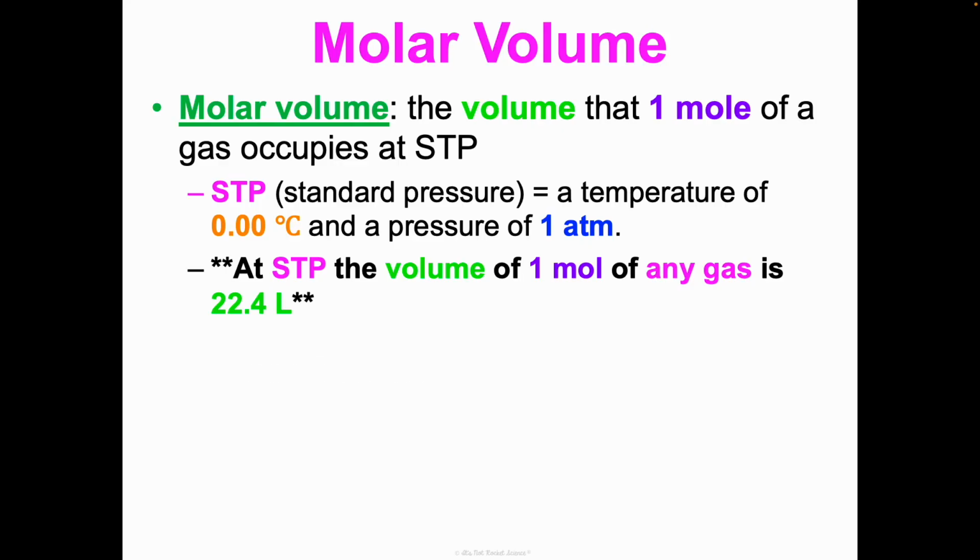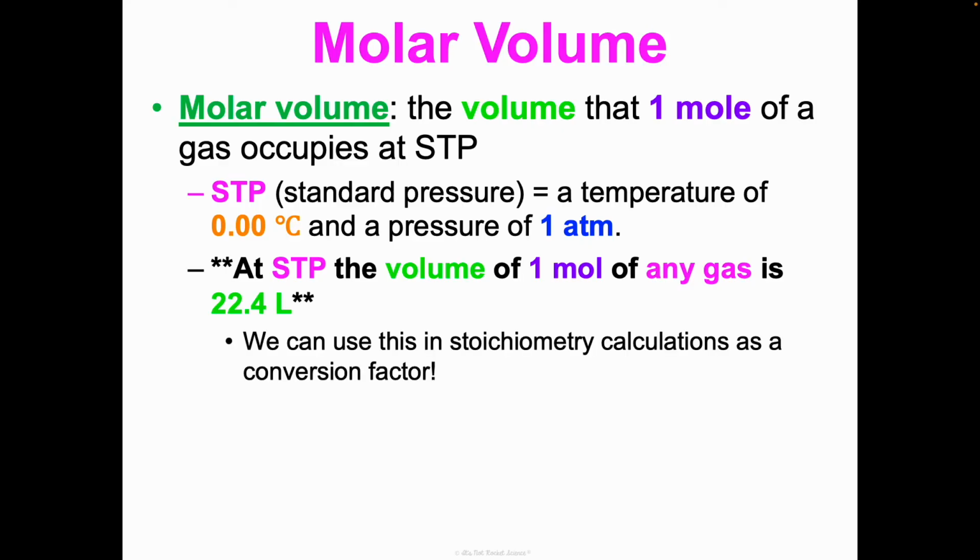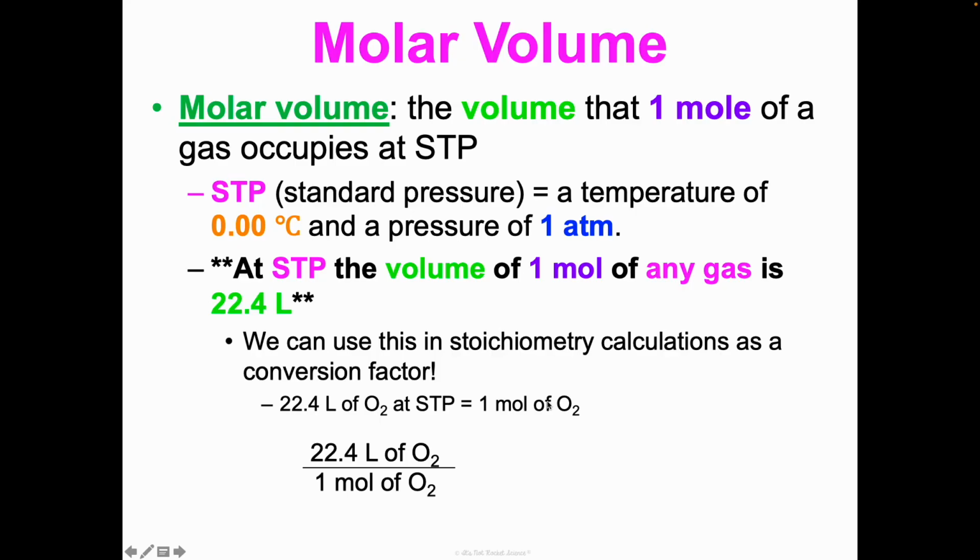And this matters because we can use this in stoich as a conversion factor. So if you have 22.4 liters of oxygen at STP, that means you have 1 mole of oxygen gas at STP. And you remember, we can write these equivalencies as fractions. 22.4 liters of oxygen over 1 mole of oxygen is the same thing as 1 mole of oxygen over 22.4 liters of oxygen, because these divide to give us an equivalent value of 1. Okay, and so that's really, really helpful. This is very important, which is why it's bolded and has 4 stars next to it, okay?